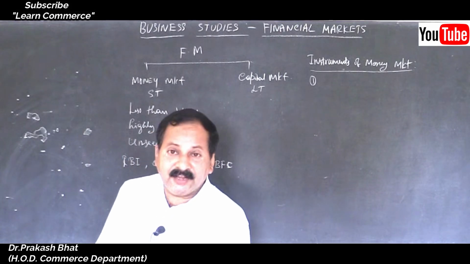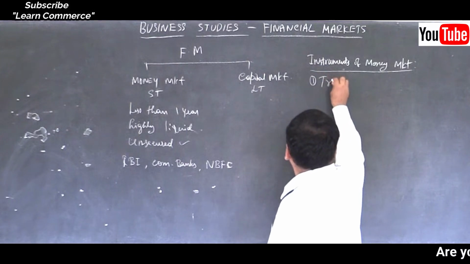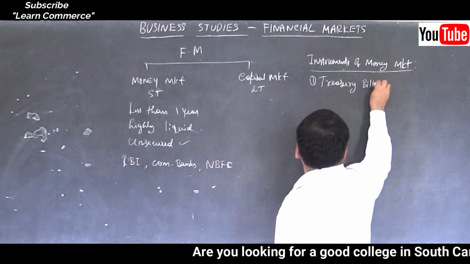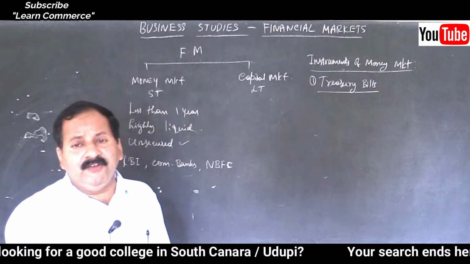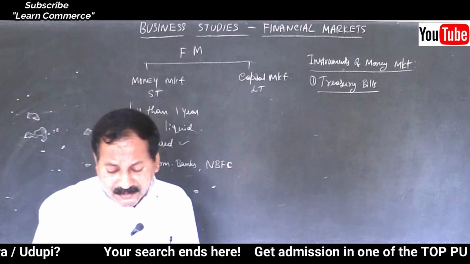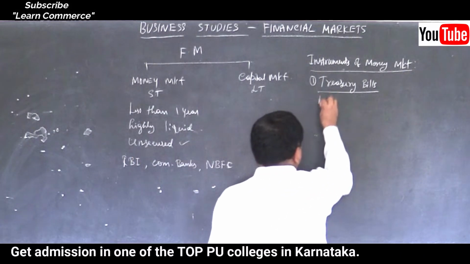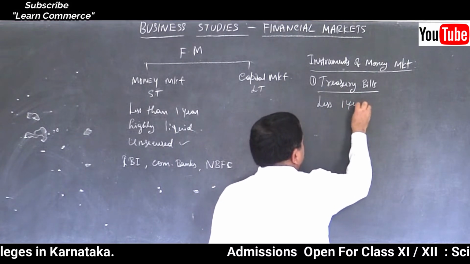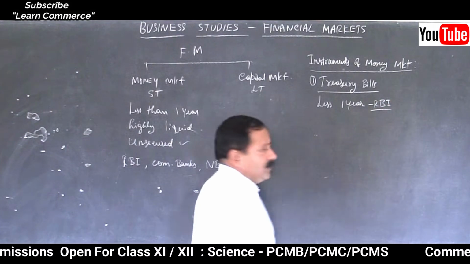First one is Treasury Bills. What are Treasury Bills? They are financial instruments of short term duration, less than 1 year. These are the instruments of less than 1 year which are issued by the Reserve Bank of India, RBI.